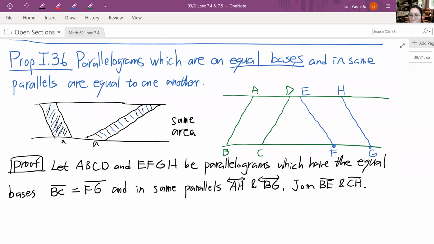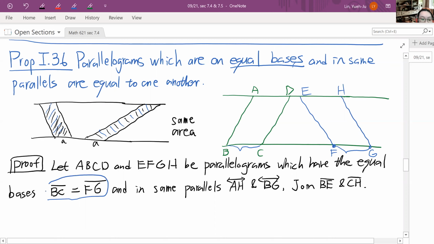So first, let's start with the picture on the right. I have this parallelogram ABCD and also EFGH, and they have the equal base. This is the assumption: I want them to have equal base, meaning I assume BC equals FG. And they're in the same parallels, so essentially line L1 is parallel to L2. Now I join BE and CH.